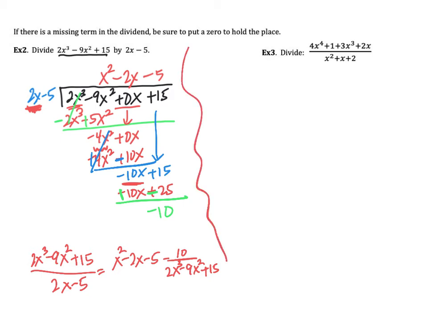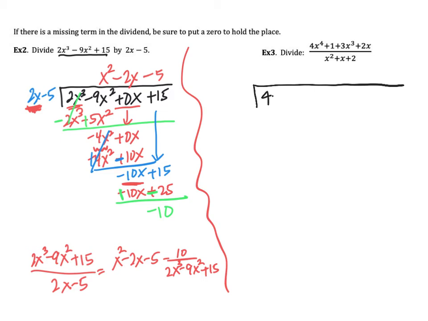All right, I would try example 3 on your own. So your numerator is what goes underneath the division bar, right? That's your dividend. The denominator is your divisor. Make sure they're in descending order, right? So I'll help you get that set up.